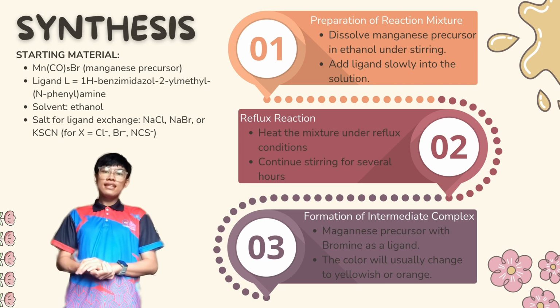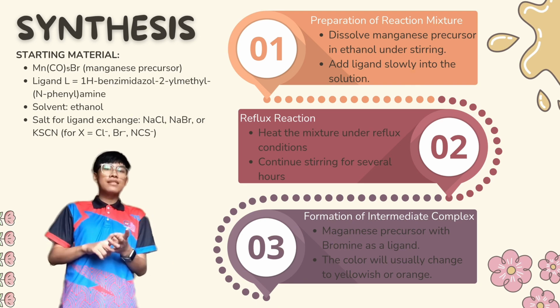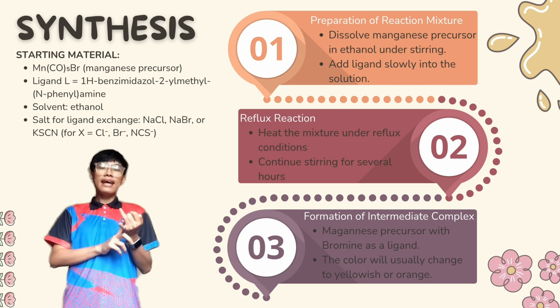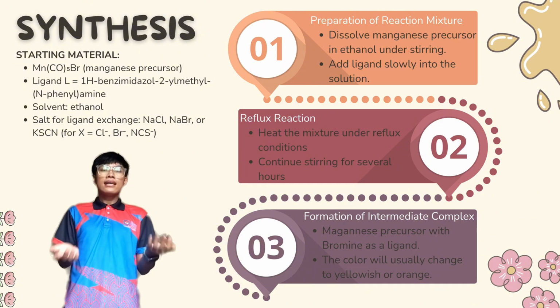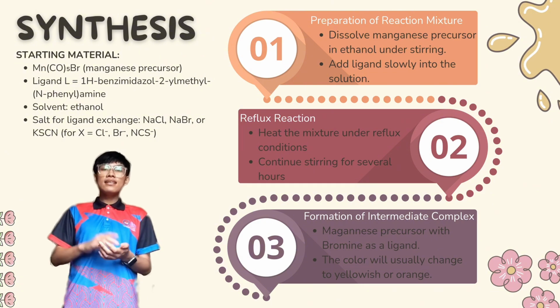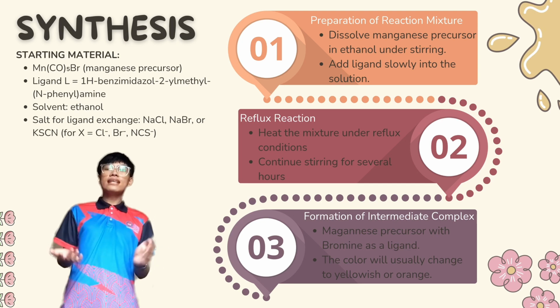Here is a step-by-step synthesis of manganese tricarbonyl complex. Before that, we need the starting materials, which are manganese precursor, ligand L, solvent which is ethanol, and salt for ligand exchange. Step 1 is preparation of reaction mixture. Dissolve the manganese precursor in ethanol under stirring. After that, add ligand slowly into the solution. This will form the initial coordination mixture.